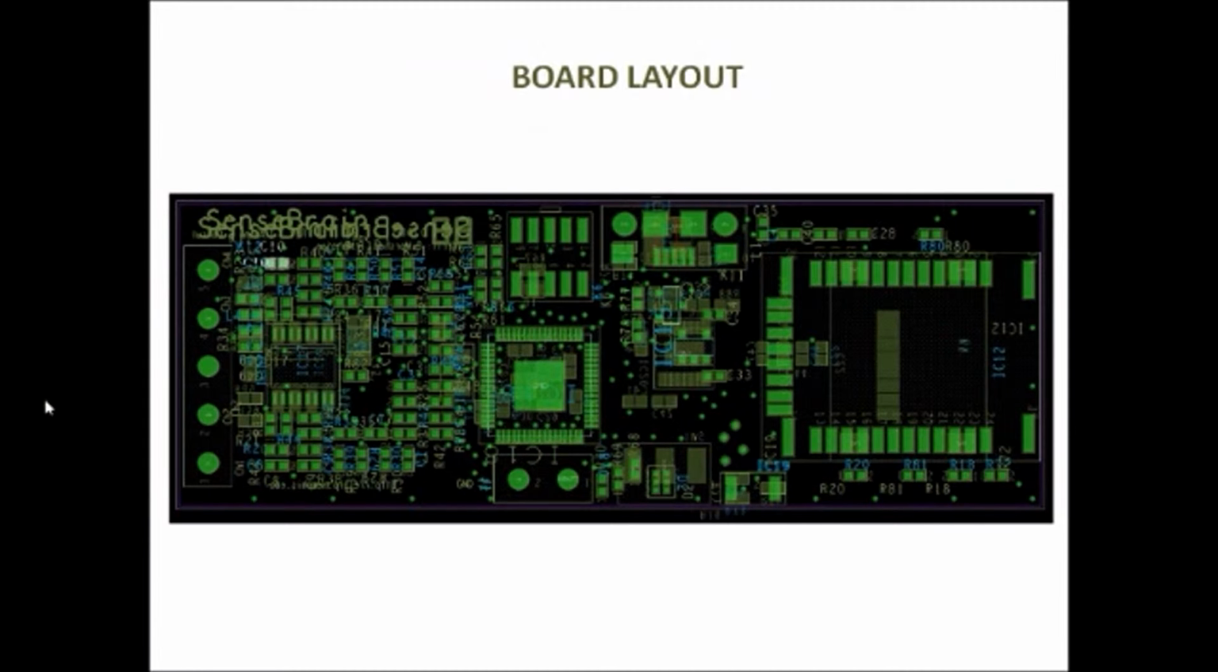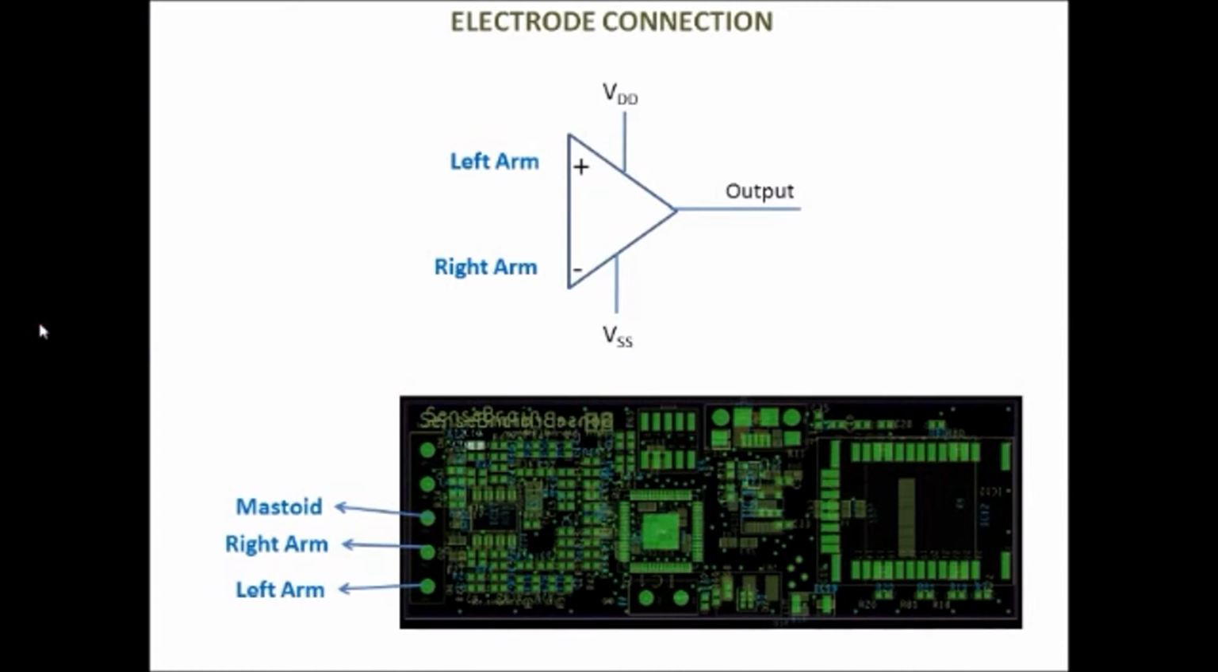This is the board layout that has been designed using Allegro PCB editor. It shows you the layout of all the components. As for the electrode connection, one lead goes onto the blue vein on the wrist of your left arm, the second one goes to the wrist of your right arm, and for reference we stick another electrode to the mastoid, which is basically the bone behind your ear.